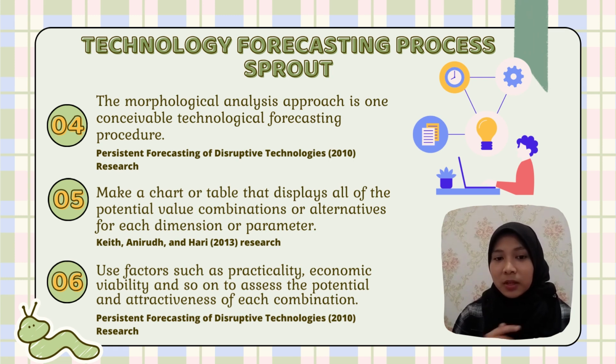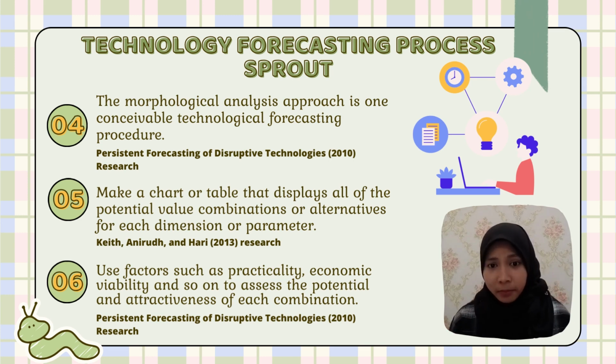81 possible combinations. And for the last step, HP uses factors such as practicality, economic viability, customer happiness, social acceptance, environmental effect, and so on to assess the potential and attractiveness of each combination. For example, HP may employ a scoring system to rank every criteria combination on a scale of 1 to 5.